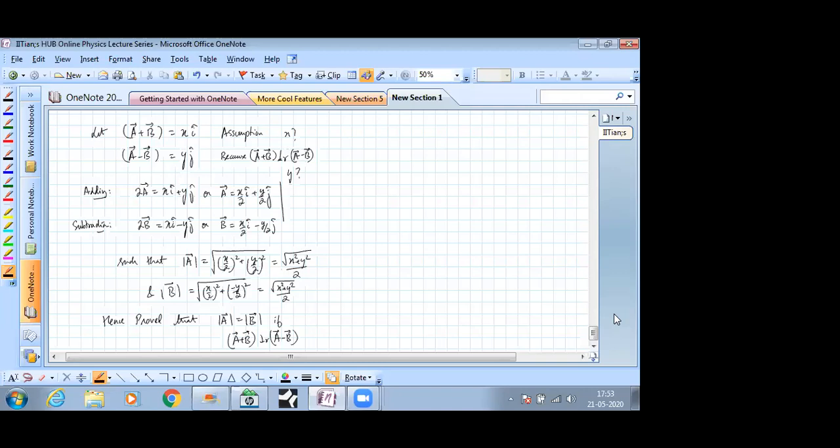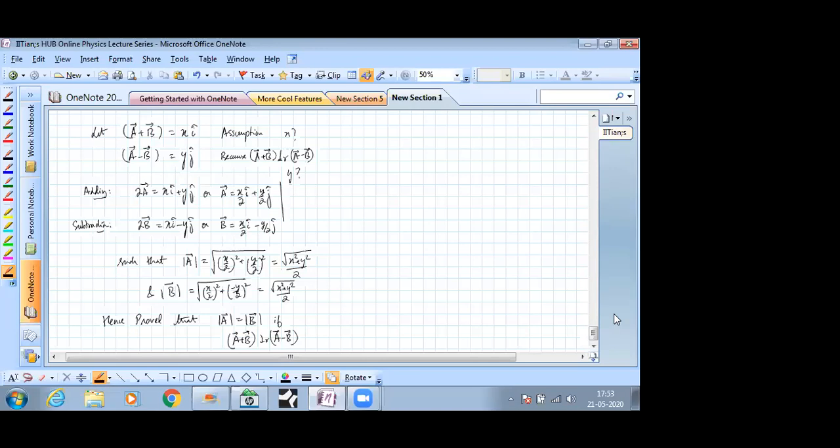So if we say that A plus B and A minus B are perpendicular to each other, what does that tell us about the parallelogram? That is actually a rhombus. A rhombus has that property that diagonals are perpendicular bisectors of each other. And the rhombus also has the property that the sides are equal.